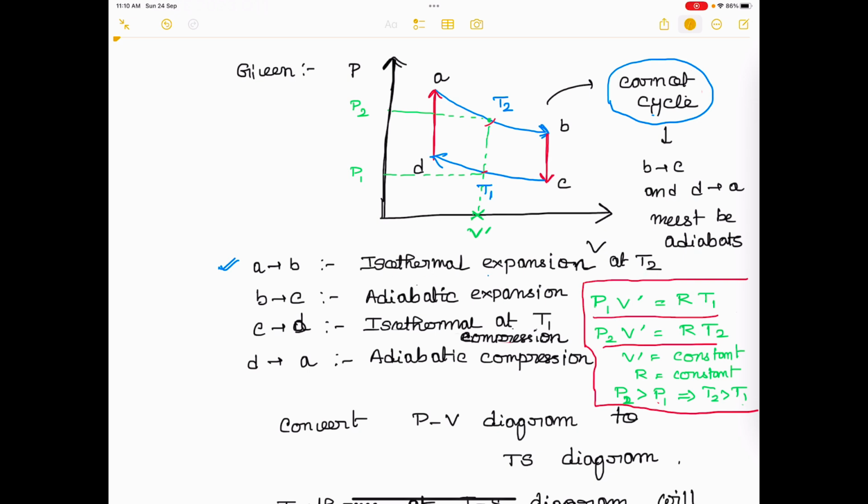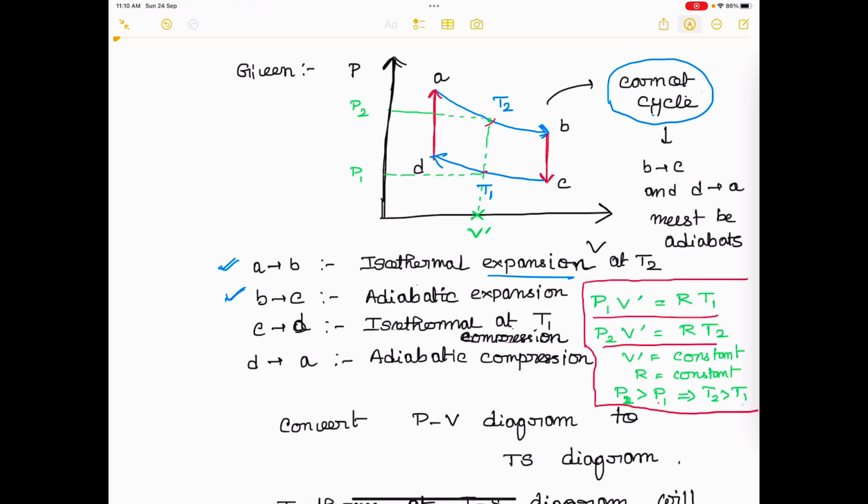Why is there an expansion here? Because from A to B there is an increase in volume. At A the volume is low, at B the volume is high, so the system's volume is expanding. That's why it is an isothermal expansion. B to C, according to the Carnot cycle, should be an adiabatic expansion. Otherwise, if we assume it is a constant volume process, then it will not be a Carnot cycle. Therefore, it has to be an adiabatic expansion.